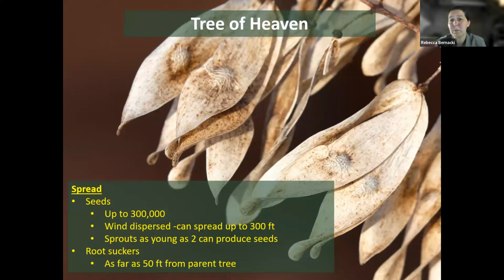The species can also reproduce, so Sean mentioned that a lot of invasive species have multiple forms of reproduction, via root suckers. And those root suckers can occur as far as 50 feet from the parent plant.